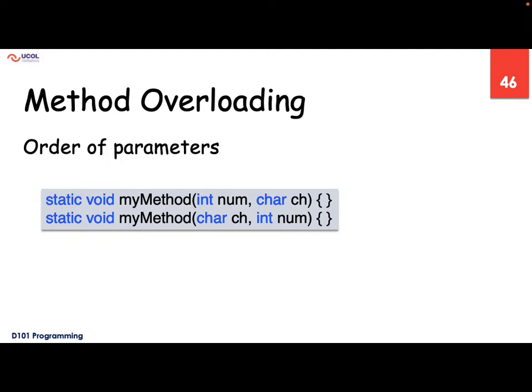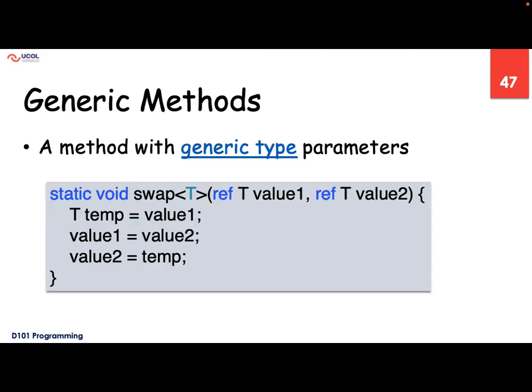Order of the parameters: int and character, or character and int, again they are considered 2 different methods based on the order in which the parameters arrive, 2 parameters, but in different orders. So, again that is something. We can also write generic methods or generic types.